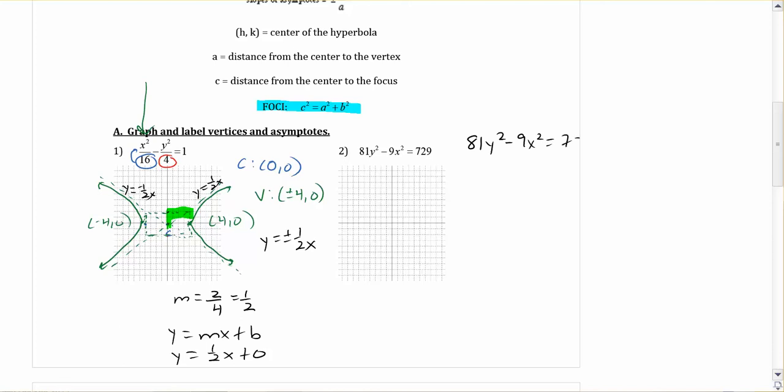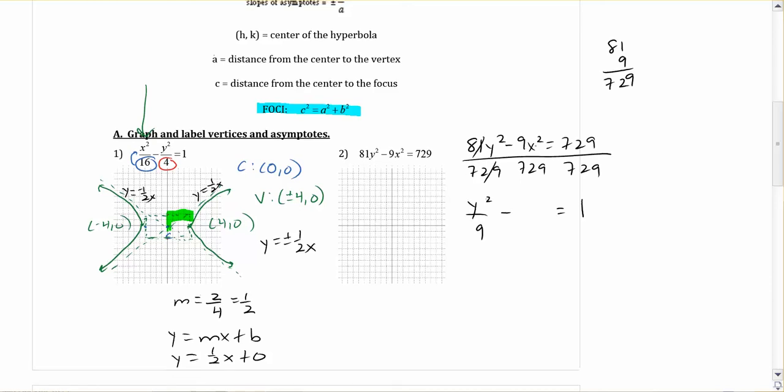So if it has to be equal to 1, what I need to do is divide everything by 729, each term, so that way I know this is equal to 1. If you do 81 over 729, I'm going to show you over here, 81 times 9 is actually 729. So if I were to reduce these, I'm going to get y squared over 9 minus, because it's kind of the opposite, how many times does 9 go into that? That's going to be 81, equals 1. So this is the hyperbola that I'm going to graph.